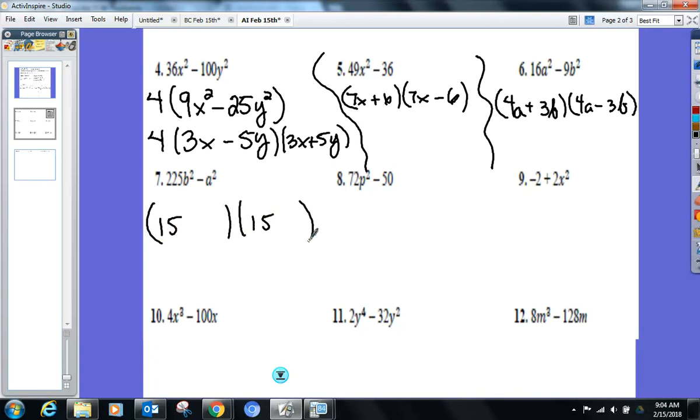But what do I put with the 15 if it's 225b squared? B and B. And then what about for a squared? A and A. Plus and minus, or minus and plus, whatever floats your boat.